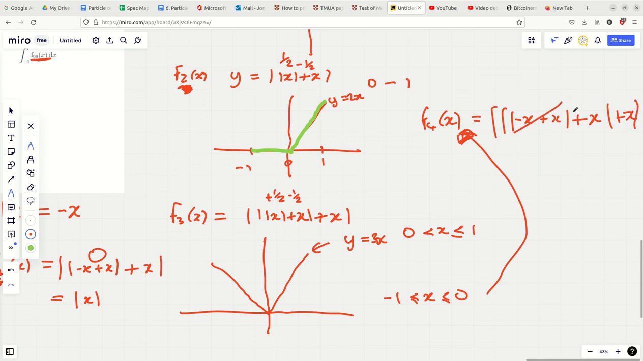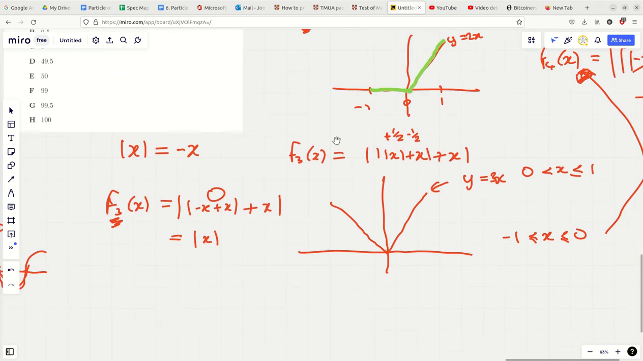That becomes 0. But then you've got mod of x again, but then we can make that a minus x plus an x, which becomes 0. And so that always equals 0. The even ones are always going to be 0. The odd ones are always going to be just like y equals minus x, basically. They're going to be like the left-hand side of a normal modulus graph.